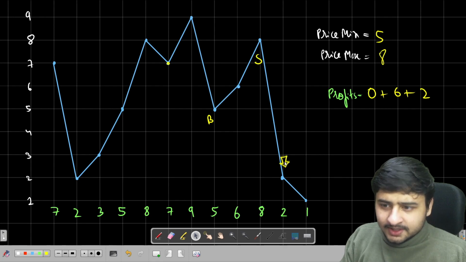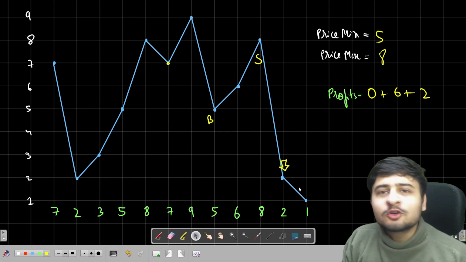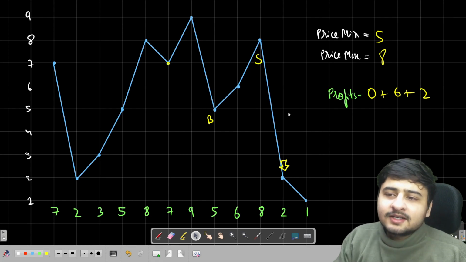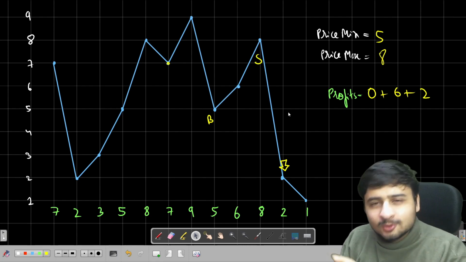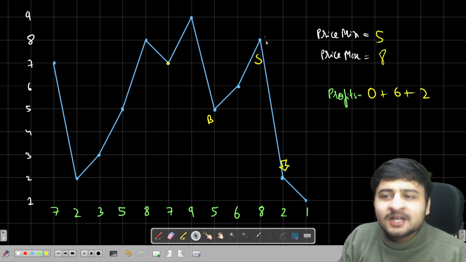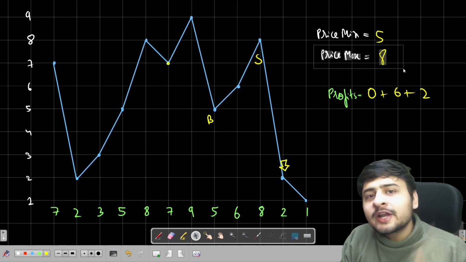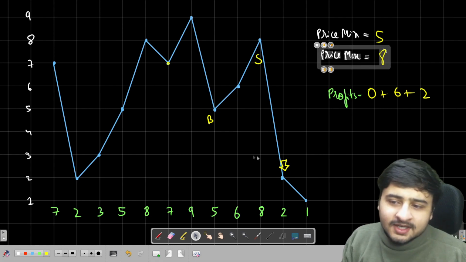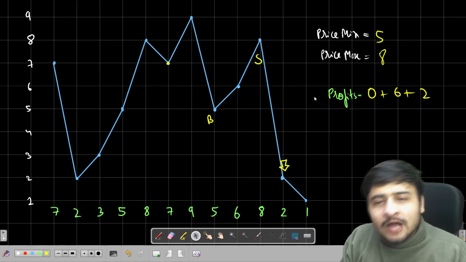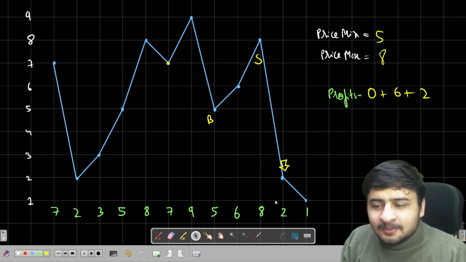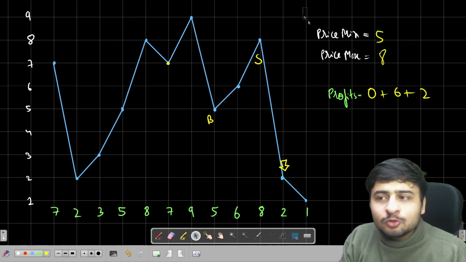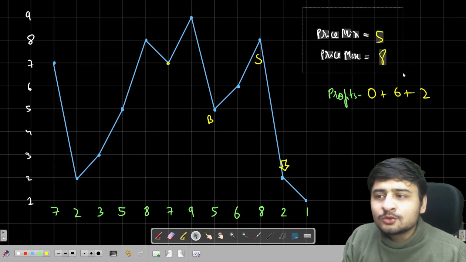We move forward by 1 day and suddenly the price of the stock drops. And when the price of the stock drops, we are going to simply say that if we were planning to sell the stock today, it would be a loss, right? Because earlier we were able to sell the stock on 8 where the price was very good. Today the price is not good. It is worse than the maximum, right? So as soon as you find the price to be smaller than the price max, you're going to close the transaction and then start a new transaction.